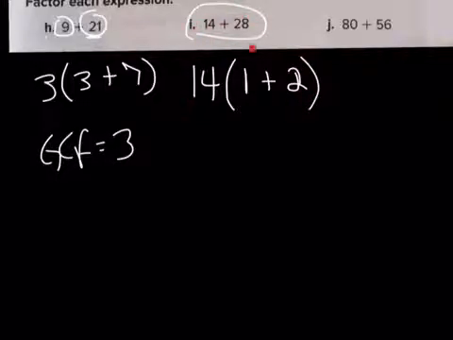So if I were to divide this expression by 14, I would get 1 plus 2. Here's 1 14, here's 2 14. I hope this is making sense. Some of you might have to use the prime tree and then prime factorization to figure out what the greatest common factor between these two is.